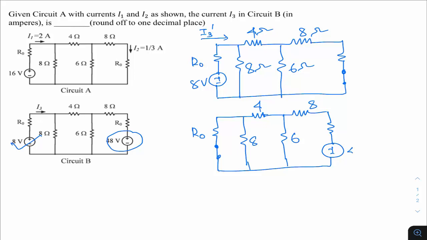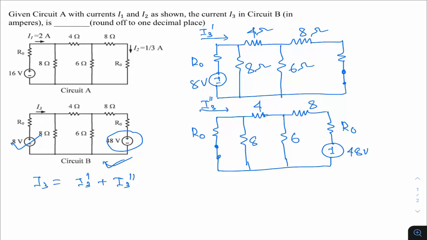Okay, so this is your 48 volt source, this is your R naught. And which current do we need? We need this current. Let me name this I3 double dash. So I need to get I3 dash and I3 double dash. If you know I3 dash and I3 double dash, then in this circuit, if I ask you what is I3, we can say this is basically I3 dash plus I3 double dash. This is what the principle of superposition is. So let's see how you get I3 dash and I3 double dash.